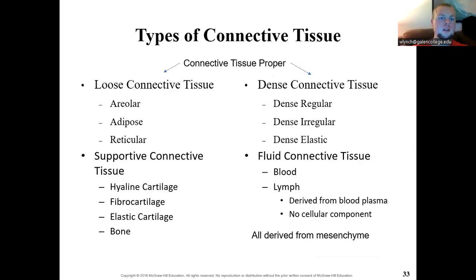So our types of connective tissue: we have loose connective, which is categorized as either areolar, adipose, or reticular. We have dense connective, which is characterized as either regular, irregular, or elastic. We have supportive, which is mainly cartilages. This is hyaline, fibroelastic, or bone. And we have the fluid, which comes in 2 flavors, blood and lymph. The blood is its own fluid connective tissue. Lymph is derived from the plasma of the blood. All of these are going to be derived from what we call mesenchyme or mesenchymal stem cells.